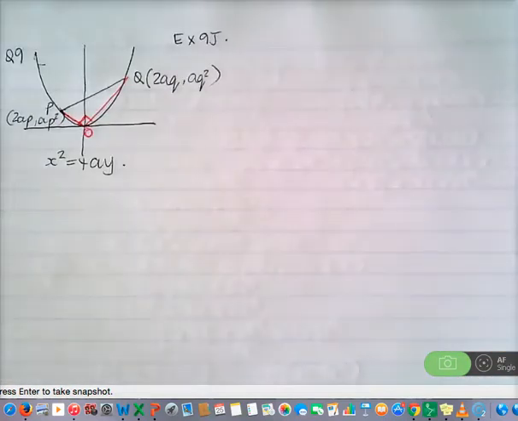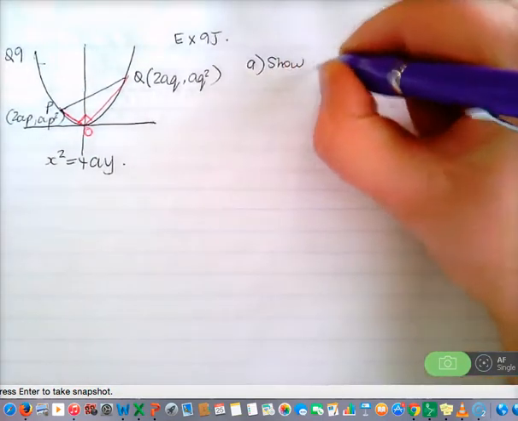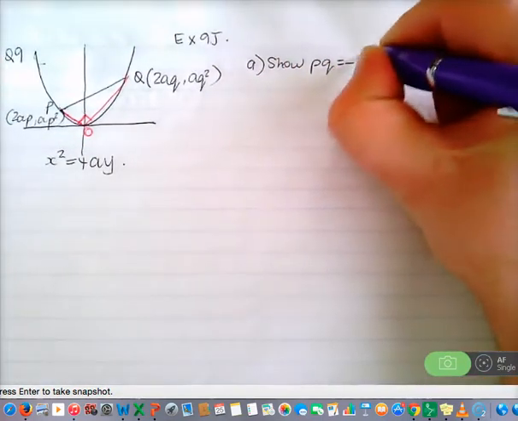So, because we've got a right angle there, we're going to be using what? You're going to use the gradients: the gradient of OP times the gradient of OQ is -1. Whenever you see something like that, you are more than likely going to use that. Now, girls, it says show that PQ is -4. No guidance whatsoever with this question. Show that P times Q is -4.